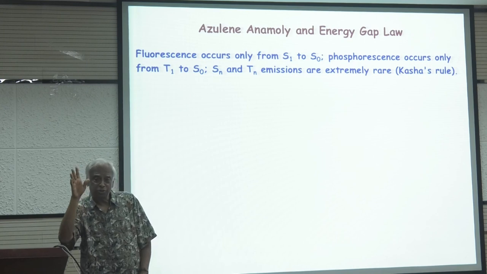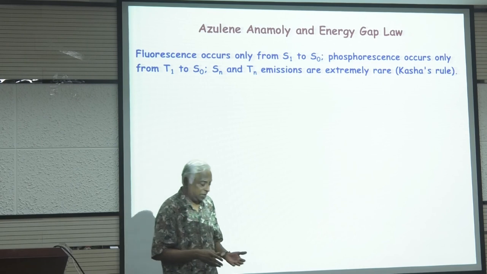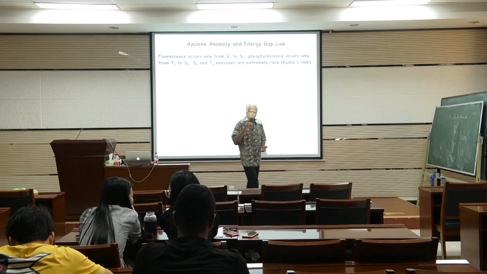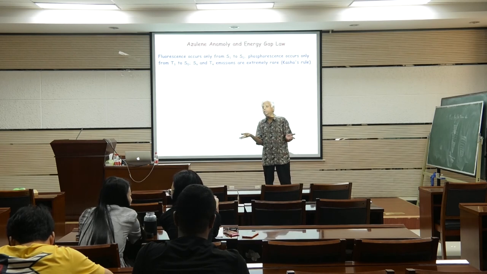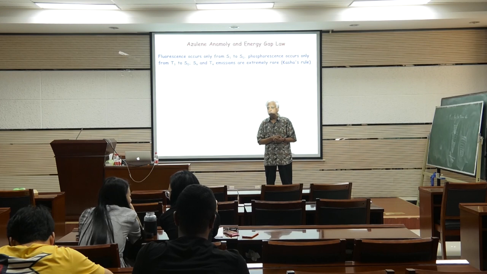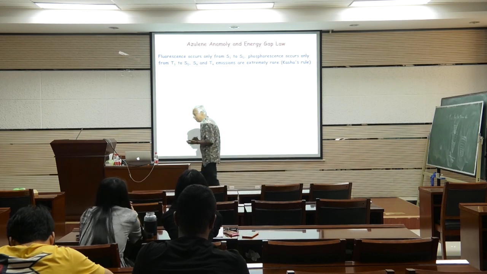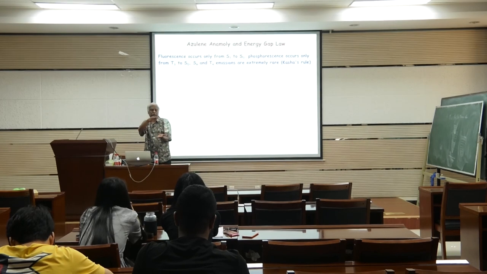So Kasha's rule is basically you have S0, S1, S2, S3 like that. The emission will always come only from S1. Okay. No S2, no S3. That is because usually the gap between S0 and S1 is much larger compared to S1 to S2 or S2 to S3. So when the gaps are smaller, the radiationless transitions will be faster, so they will not emit. That is the basis of Kasha's rule.